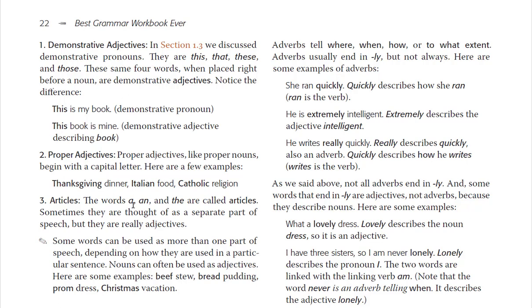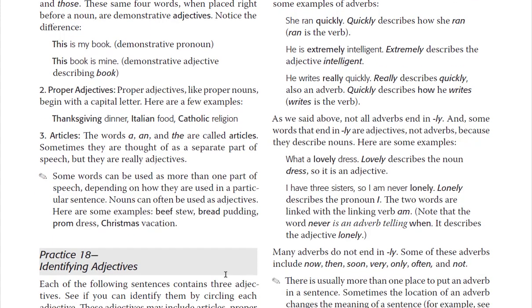Articles. The words a, an, and the are called articles. Sometimes they are thought of as a separate part of speech, but they are really adjectives. And so we use a and an usually when we want to describe one of something. A book, a person, okay? And a is used in front of consonants, and an is used in front of vowels. Some words are used as more than one part of speech, depending on how they are used in a particular sentence. Nouns can often be used as adjectives.